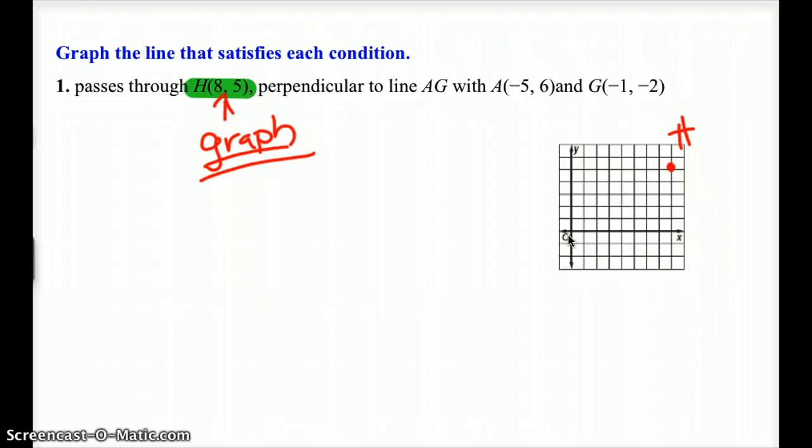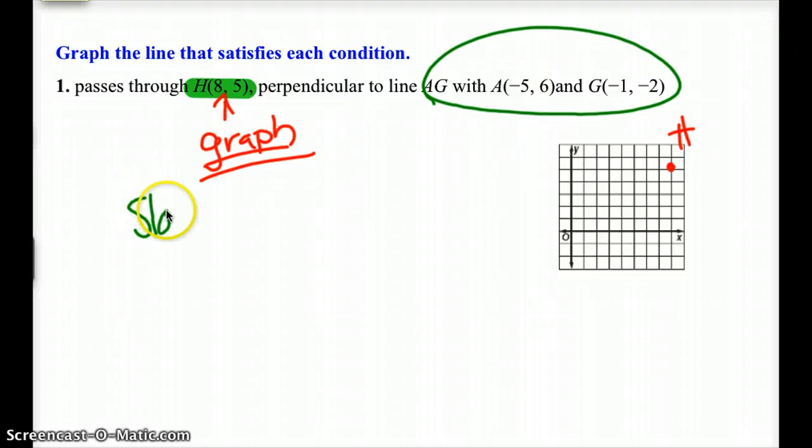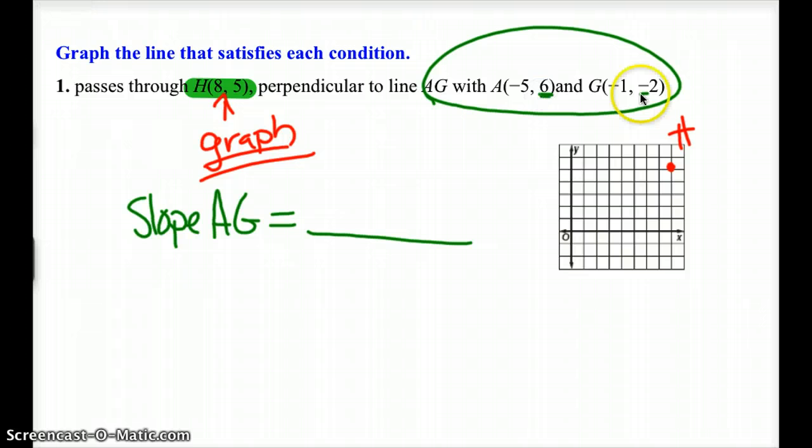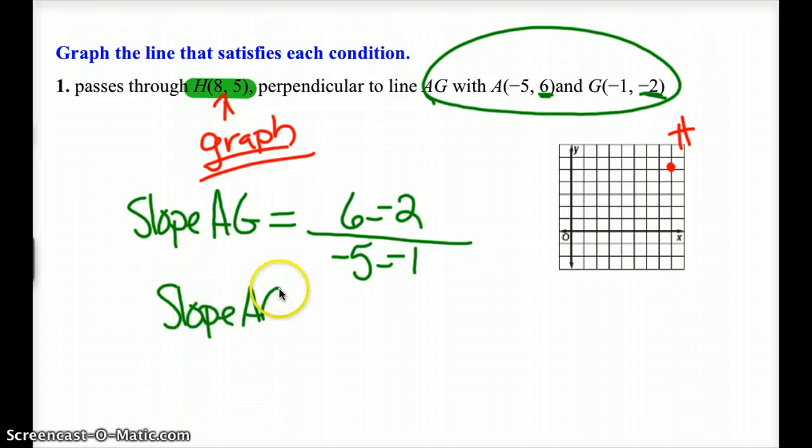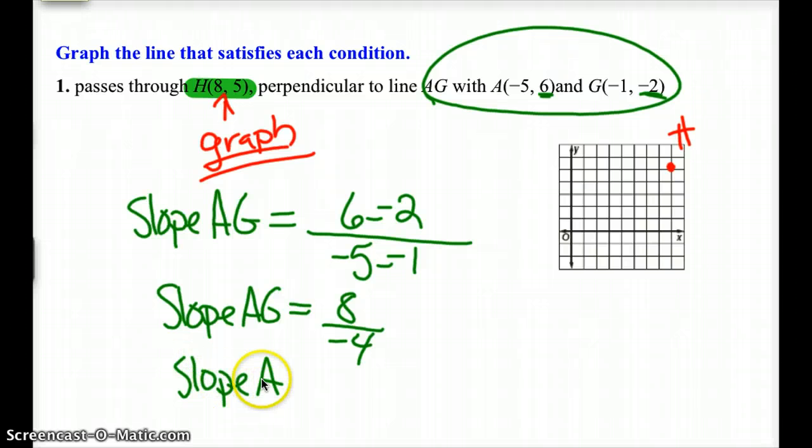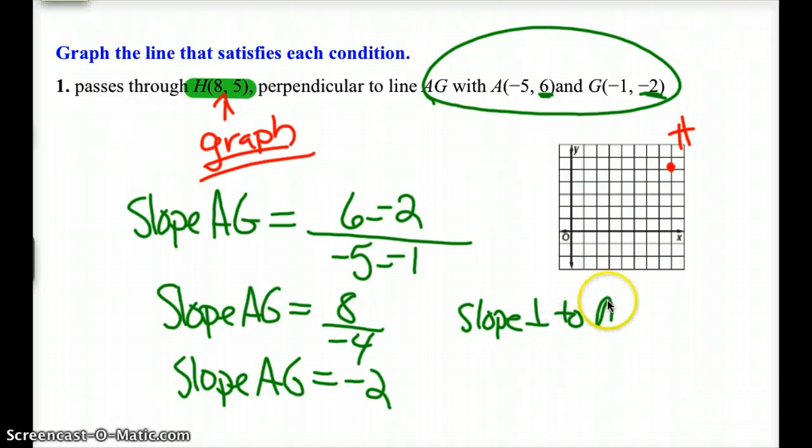All right, now I need to be perpendicular to AG, so I need to find the slope of AG. So I need to take my y's and subtract them. 6 minus negative 2. And then I need to take my x's and subtract them. Negative 5 minus negative 1. So my slope of AG equals 8 over negative 4. So my slope, again I'm communicating that, I'm not just writing m, AG is negative 2. I'm really looking for the perpendicular slope. So I need to say the slope perpendicular to AG. AG is negative 2, so now I need to flip it. Okay, so it's negative 2 over 1, so I'm going to write 1 over 2, and I need to change the sign. It was negative 2, so I need a positive half.